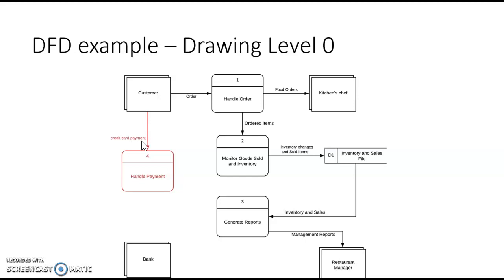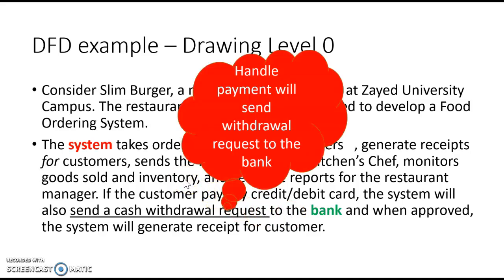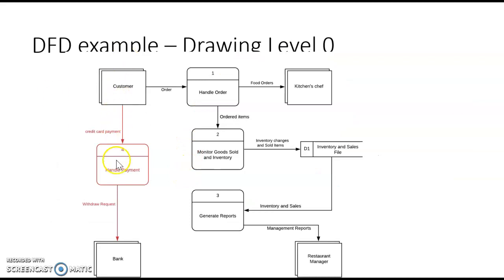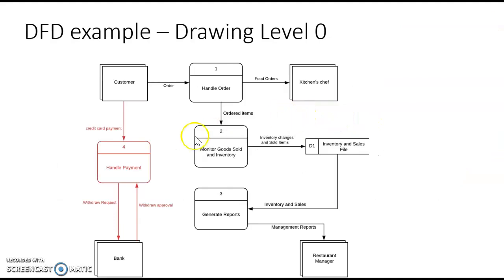Next, after it takes the payment from the customer, it needs to send a cash withdrawal request to the bank. Same process because still handling the payment. It will send a withdrawal request data flow to the bank. Next, the bank will approve, still in the same process, and now the bank will be sending to the system. So bank, data flow, withdraw approval to the handle payment.